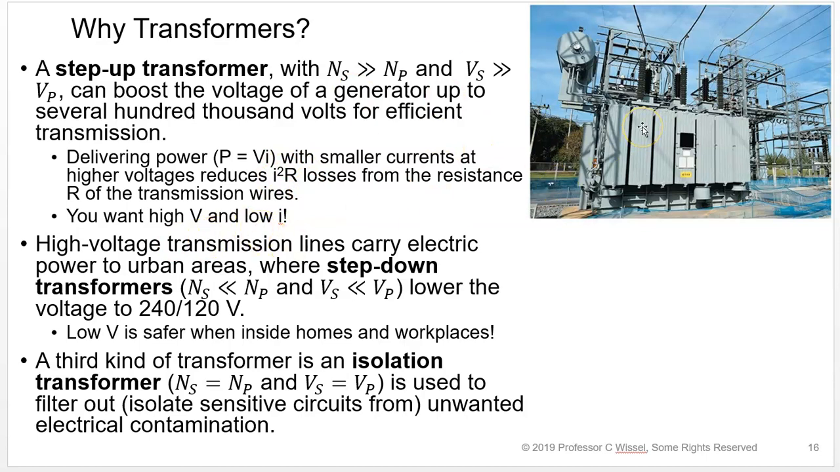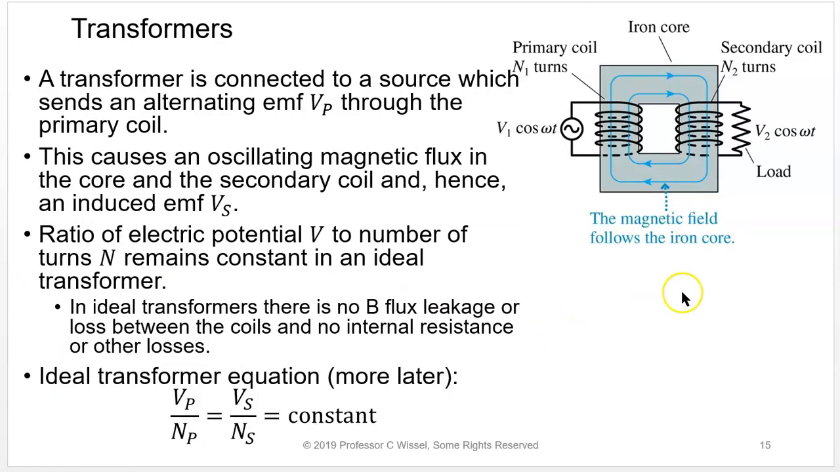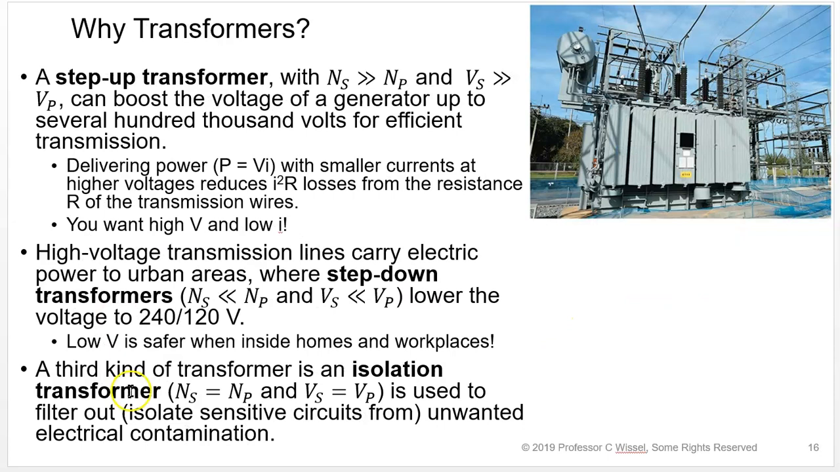And that's what this machine does. It has no moving parts. It just sits there. It's just two coils connected to a common iron core. Can't be any simpler than that. The generator generates maybe 2,000 volts.